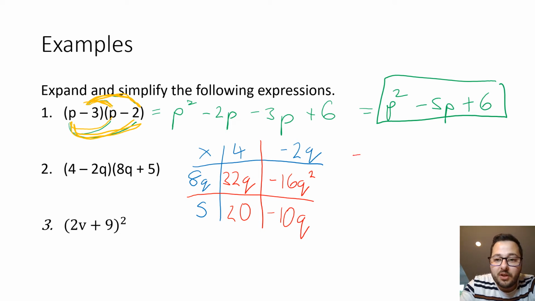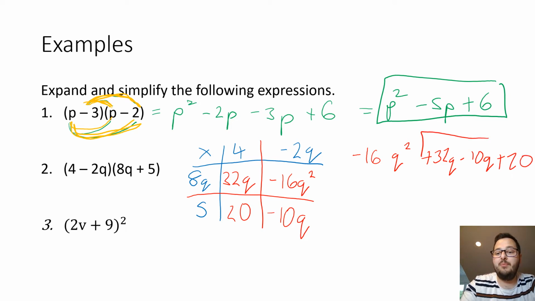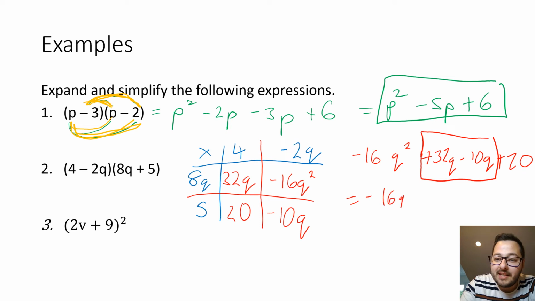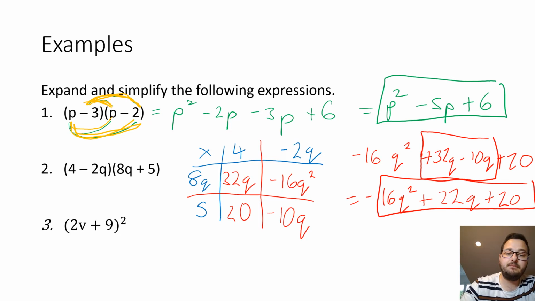So we'll start off with the q squared, so minus 16q squared plus 32q minus 10q plus 20. And then we can bring these two together, so our answer should be minus 16q squared. 32 minus 10 is 22, so plus 22q plus 20, and that is our answer.